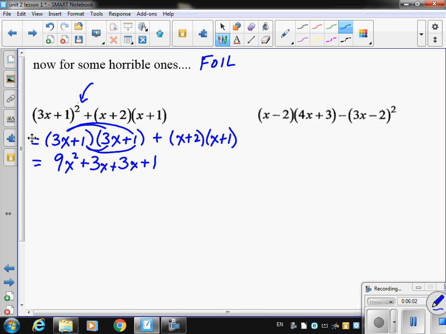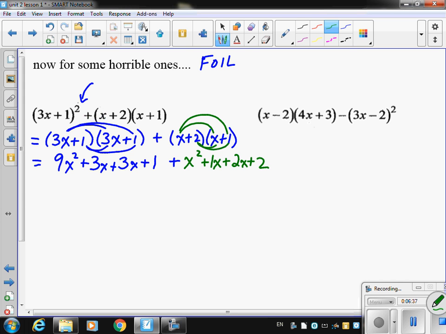Pause. Now I'm going to do the other 2. FOIL as well. I have x plus 2 times x plus 1. F for first would be x times x, x squared. Outside would be the x times the 1, which would be x. Inside would be the 2 and the x. They're close together. 2 times x is 2x. And my lasts would be 2 times 1.